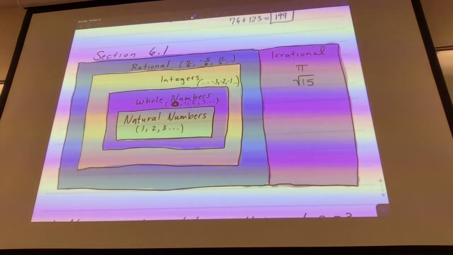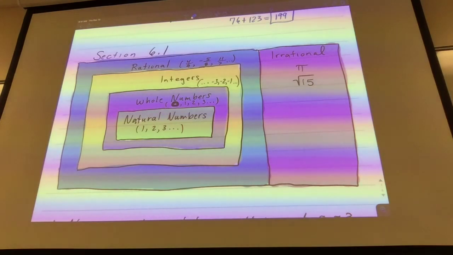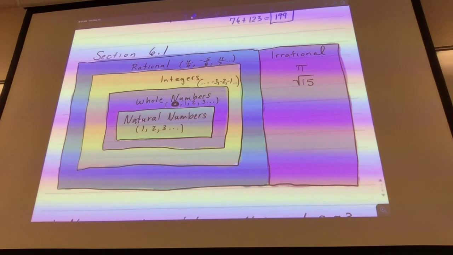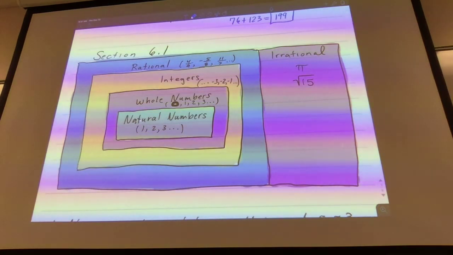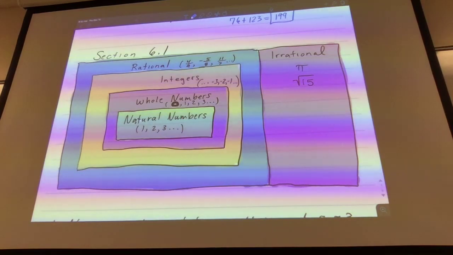6.1 is going to be familiar to you as well. We've already talked about these. Rational numbers are anything that can be written as a fraction. Integers are anything on the number line, positives and negatives included. Whole numbers are all of the natural numbers and 0, and the natural numbers are just the counting numbers.